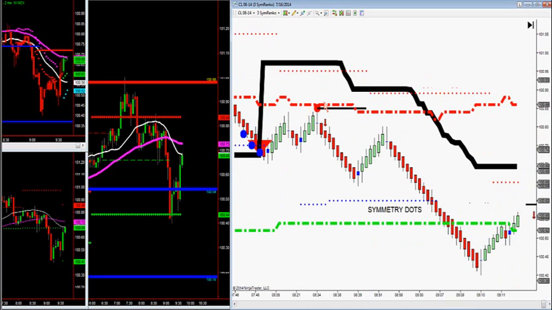All right, we got market profile here in the red. This is a high value area. Low value areas in the green. LVA, low value area.